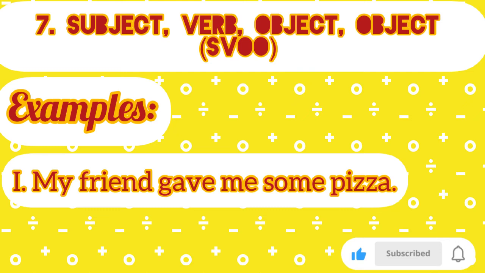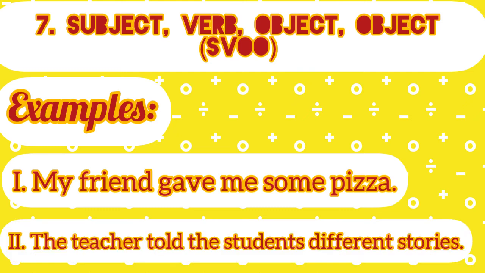Then another example is the teacher told the students different stories. The teacher here is the subject of the sentence. Told is the verb. The students is the indirect object. Different stories is the direct object in the sentence. All right, I hope you got that.